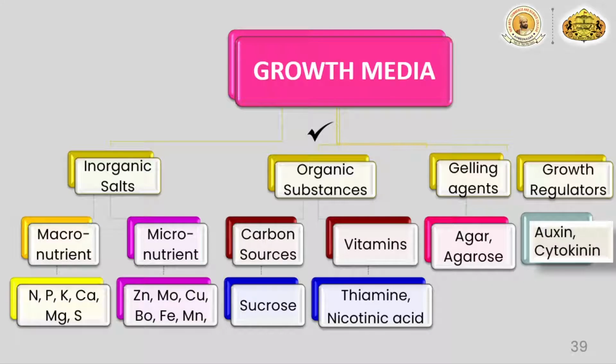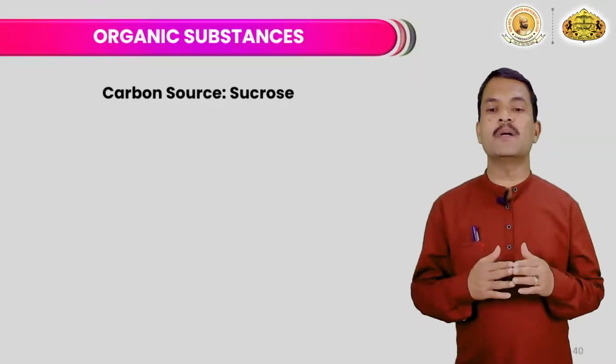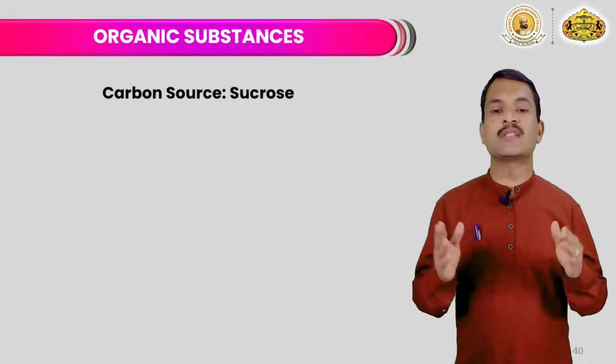So these organic substances can be divided into two parts. One is a carbon source, which we are going to provide in the form of sucrose, and another is vitamins and amino acids. Vitamins like thiamine and nicotinic acid are going to be added into the media, and amino acids like glycine we are going to add in our media. Particularly, we will talk first about the carbon source, that is sucrose.